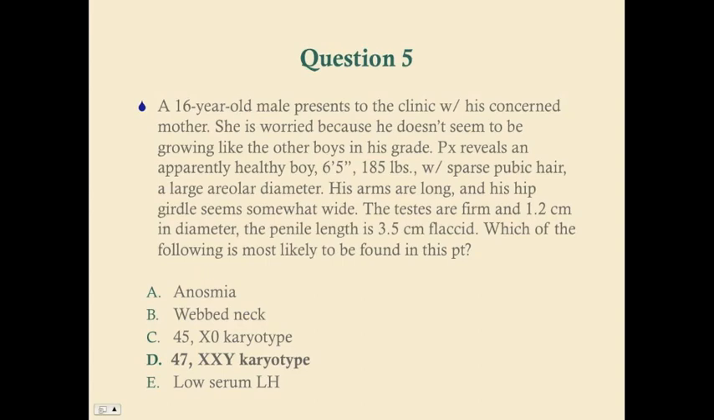Webbed neck is a feature of Turner syndrome, which happens in phenotypic girls. And that's also the 45X0 karyotype. So both of those are Turner syndrome, and that's kind of like the girl equivalent of Klinefelter syndrome. So in Turner syndrome, where a normal girl would be XX, they only get one X chromosome. Klinefelter syndrome, as mentioned, is the XXY karyotype, so these are boys that got an extra X chromosome. And low serum luteinizing hormone would be a hypogonadotropic hypogonadism.